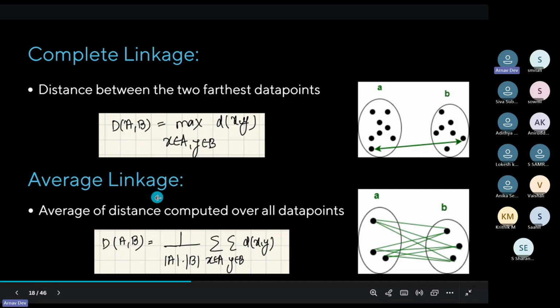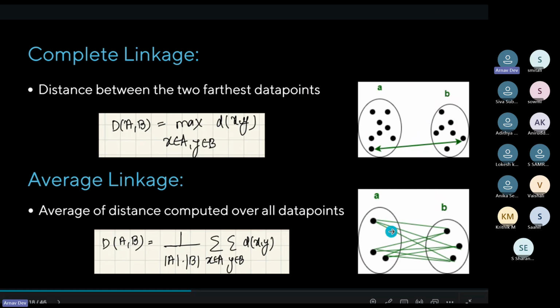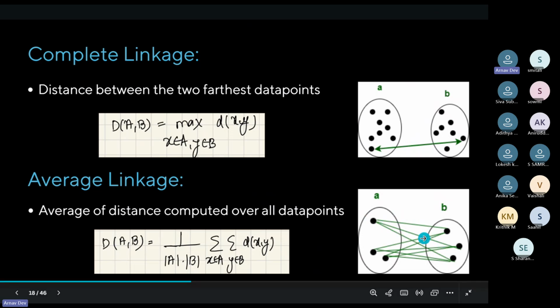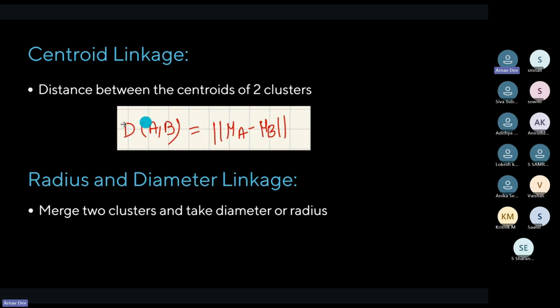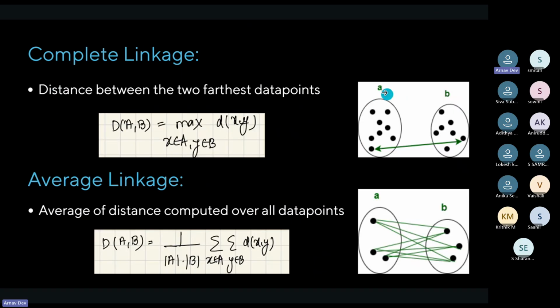But in the case of average linkage, you compute the distance between any two points, every pair, and then you just take an average of all of them. Using that average distance, you merge two different clusters together. Apart from this, we have the centroid linkage, where you compute the distance between the two centroids.